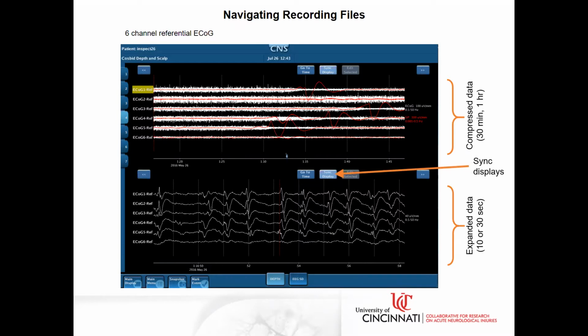You can, of course, sync these 2 displays so that you always know that what you're looking at on the bottom is time aligned with the cursor in the top display. And then you can navigate forward and backwards through the recording with the arrows on the touch screen. Of course, you've probably noticed that there are actually two waveform displays in the top area, and these are the 2 that correspond to filtering specific to the high frequency activity, which is shown in white, and to the slow potentials, which are shown in red.